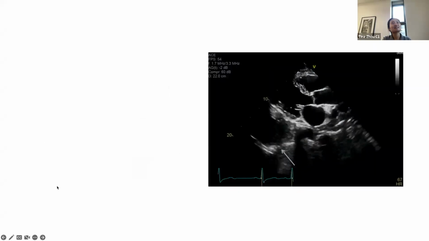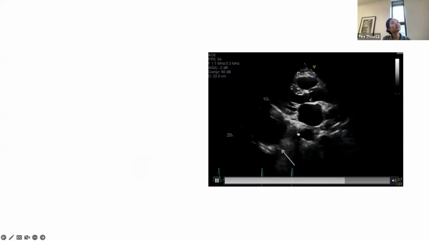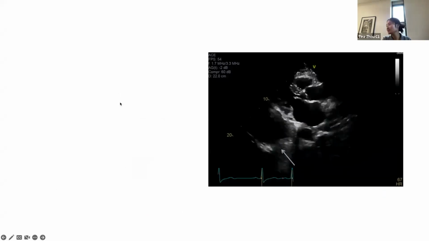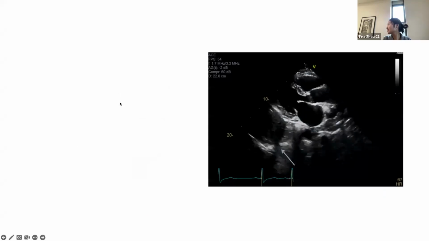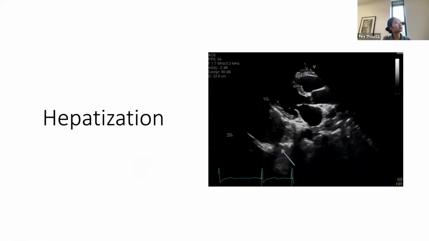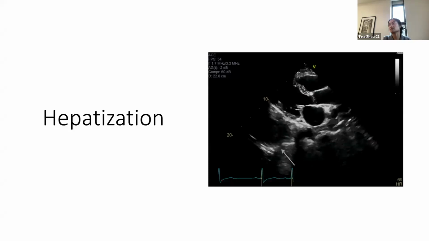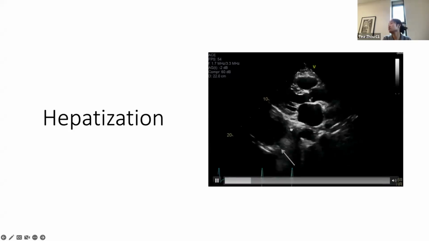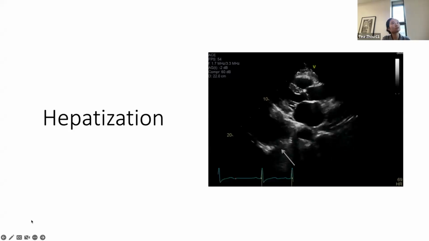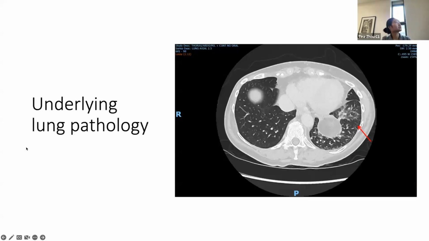Last one. What are we looking at here? This is the lung. Yeah, that is the lung. So there's a hepatization of the lung tissue. It looks almost like the liver, as in the subcostal view. It generally indicates underlying lung pathology, as demonstrated on this following CT. This patient had lung cancer and then pneumonia on top of it.